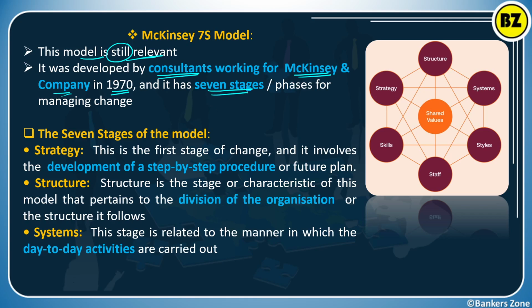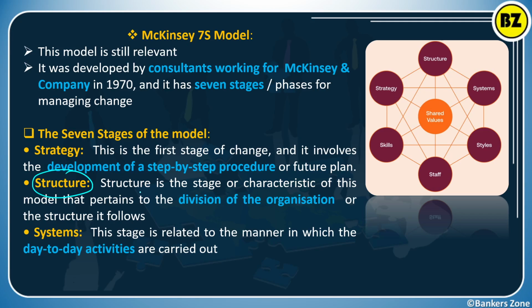So this is a very old model, still it is relevant. It has 7 stages which we have discussed in the image, right? Now see, what are the 7 stages? First you have to remember those stages, because they can ask you which of the following is not a stage of McKinsey's 7S model. Okay, so strategy, structure, systems. See, this is the first stage of the change. What is that? The strategy, and it involves the development of a step-by-step procedure for a future plan. Future plans means basically you are preparing the strategy for the change, right?